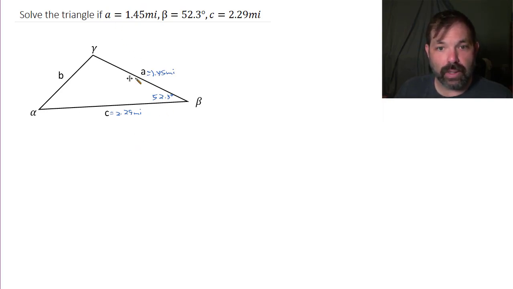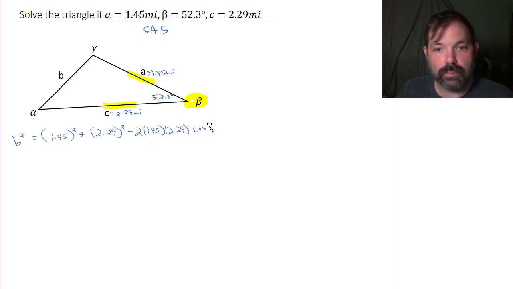So notice again, I have a side, included angle, and a side. Side-angle-side. So I'll use the law of cosines to solve for the remaining side, which in this case is b. So using the law of cosines, b squared would be a squared, 1.45 squared, plus c squared, 2.29 squared, minus 2 times 1.45 times 2.29 times the cosine of 52.3 degrees.